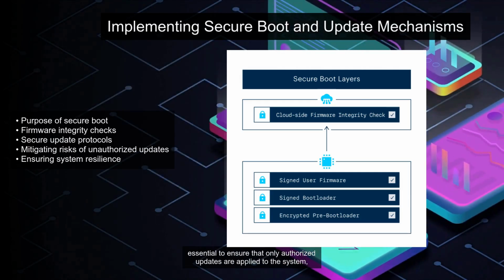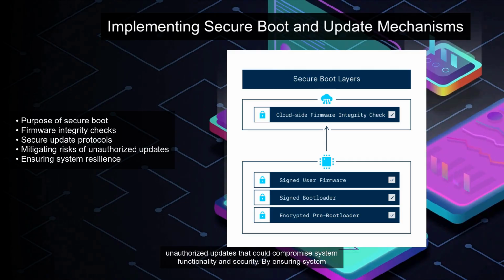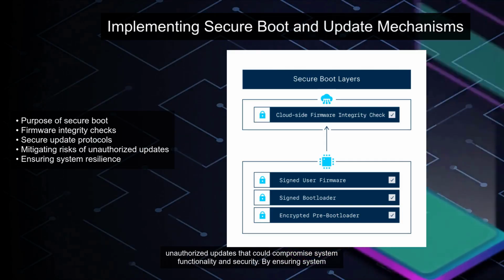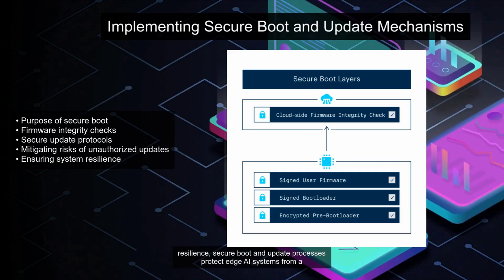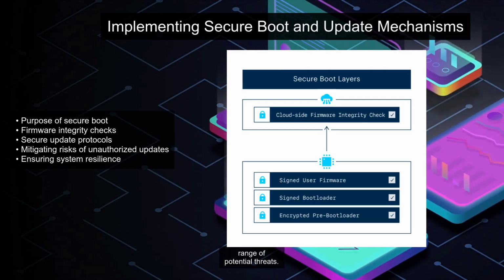Secure update protocols are essential to ensure that only authorized updates are applied to the system, protecting against malicious code insertion. Implementing these mechanisms mitigates the risk of unauthorized updates that could compromise system functionality and security. By ensuring system resilience, secure boot and update processes protect edge AI systems from a range of potential threats.